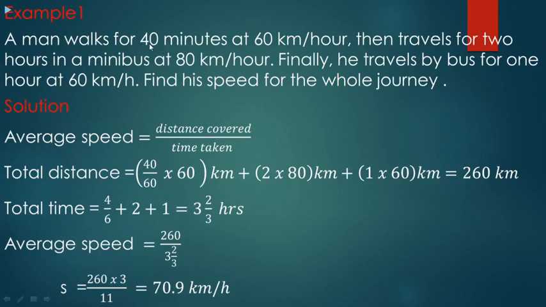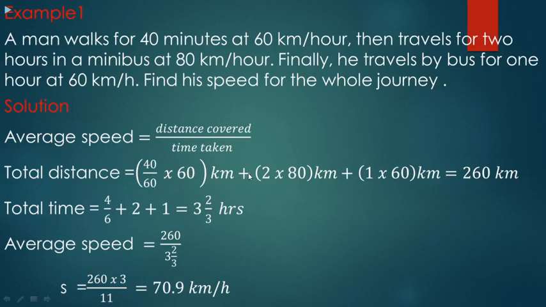So we find the first part of the journey, we find the distance he covered. The distance this man covered for the first part of the journey is 60 kilometers per hour times 40 divided by 60 to change it into hours. That is 40 over 60 times 60, we get the distance he covered in the first part of the journey.